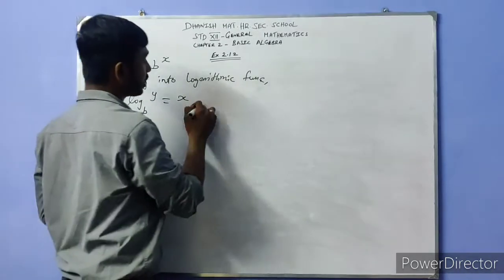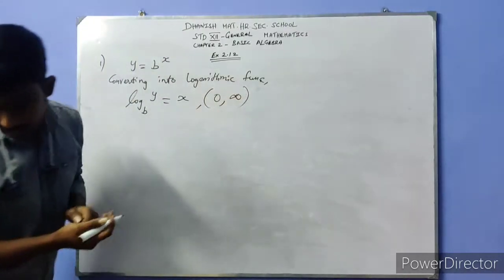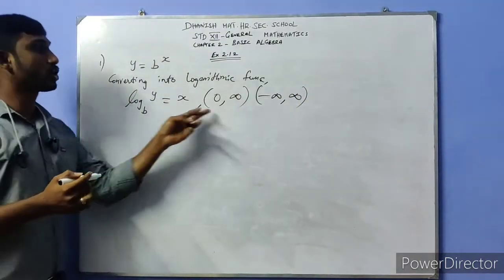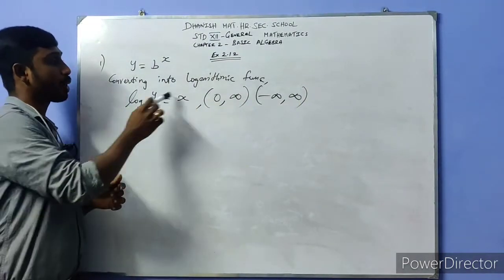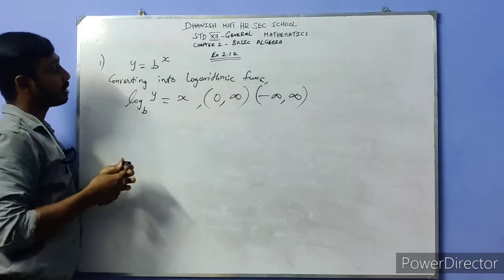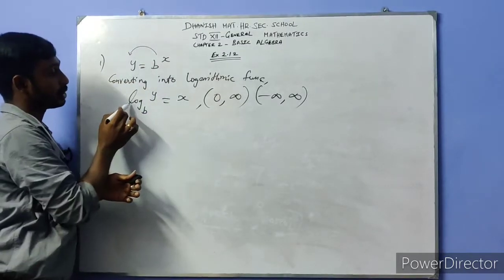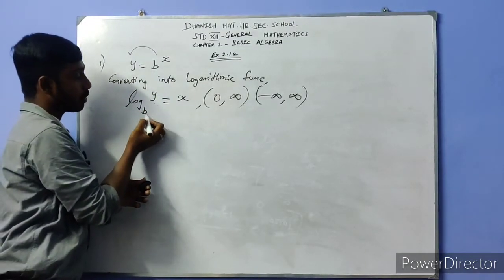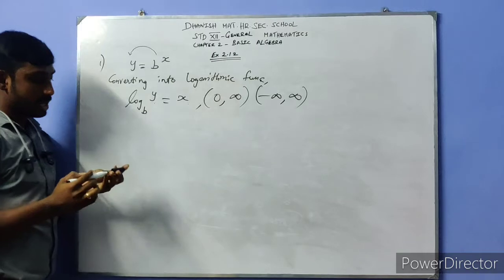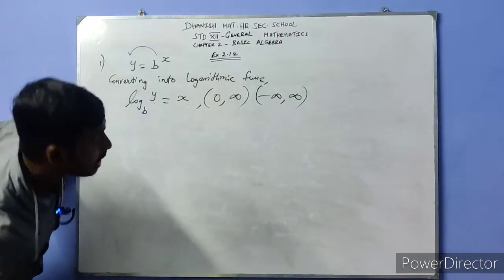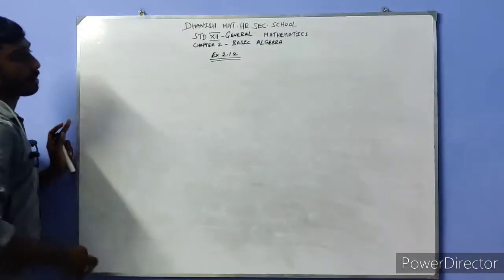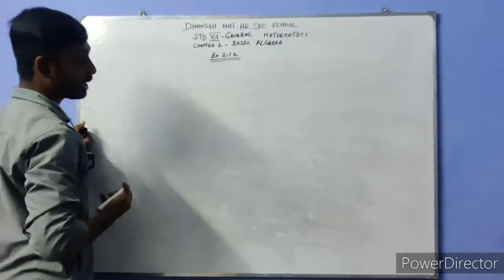So what is the limit given here? That is 0 to infinity and minus infinity to infinity. So the first property we are using here is converting into logarithmic function. What is the first property? This value will go outside, and it will be changed into log_b y equals x. The limit will be 0 to infinity, minus infinity to infinity. That will be the answer for domain and range. What is the domain here? 0 to infinity, and range minus infinity to infinity.